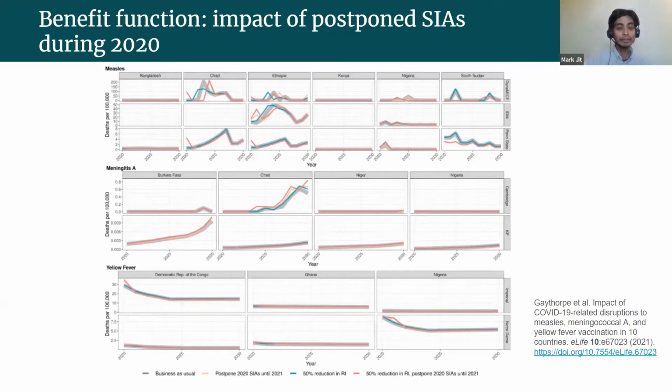It's just that the overall rate of transmission of yellow fever is not large, but these outbreaks could still be occurring as a result of campaign disruption. So on the benefit side, the impact of these postponed campaigns differs quite a lot across diseases.